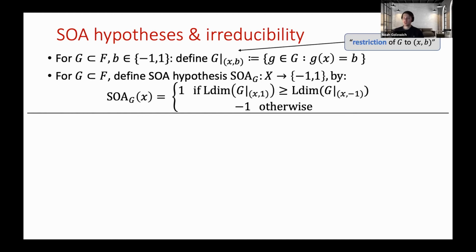And the motivation for the SOA hypothesis comes from the setting of online learning, when we receive examples X in an online manner. And often we want to predict a label which is equal to SOA_G of X, because we're predicting the label which is most consistent with a certain class of hypotheses. And for those of you who are familiar, this is related to something like the halving algorithm.